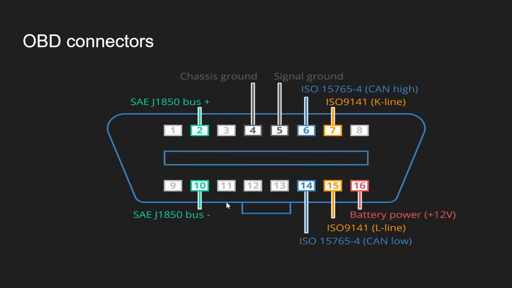Here's a breakdown of the port itself. We can see the different pins and what they do. So we've got the power, we've got the CAN. So all of this is sending different data basically.